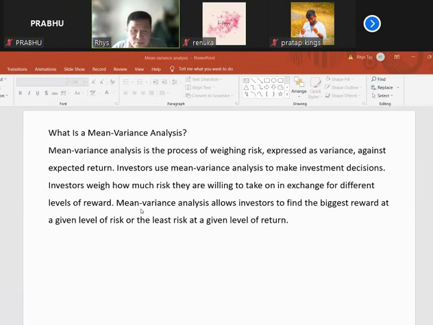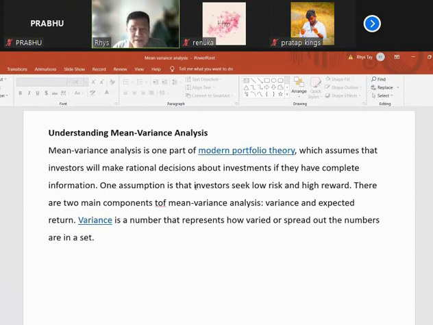Okay, so mean analysis, you see your reward. So here they say the whole concept here is, MVA is one part of the modern portfolio theory. We assume that the investor will make rational decisions about investment if they have complete information. One assumption is that investors seek low risk, high reward. Okay. There are two main components of mean variance analysis: variance and expected return.